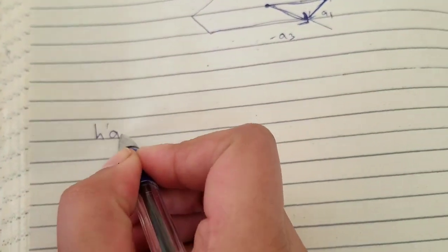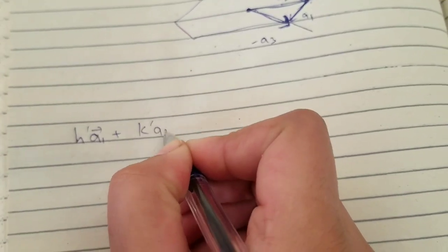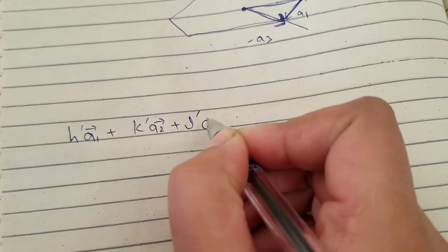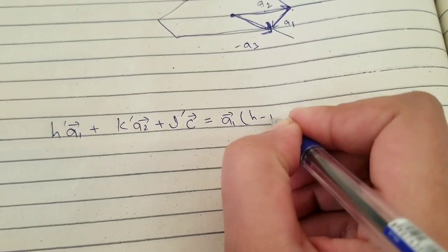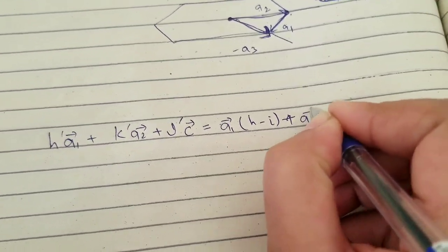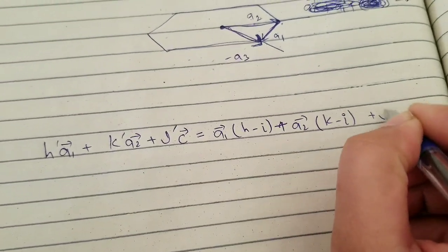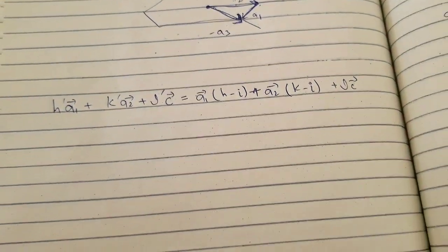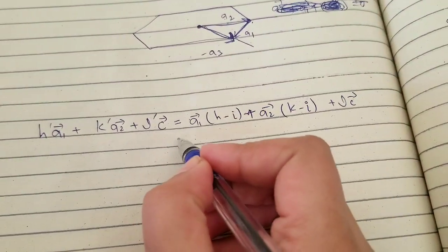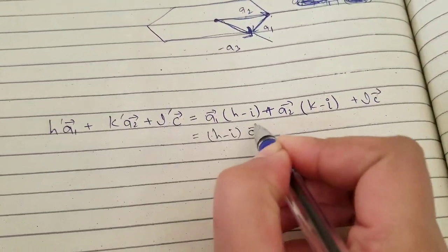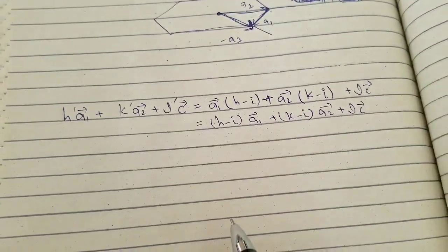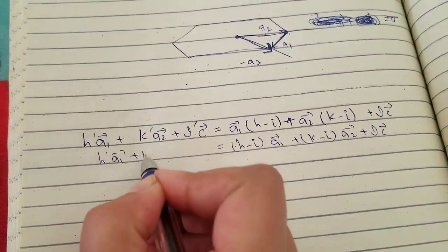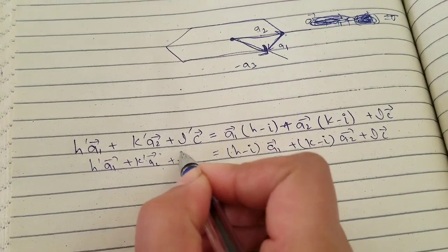So let me rewrite it here. h prime a1 vector plus k prime a2 vector plus l prime c vector, that is equal to a1 vector (h minus i) plus a2 vector (k minus i) plus lc vector. Vectors are usually written on the right side, that is why let me write it on the right side, just as a convention. So this is what we got till now.